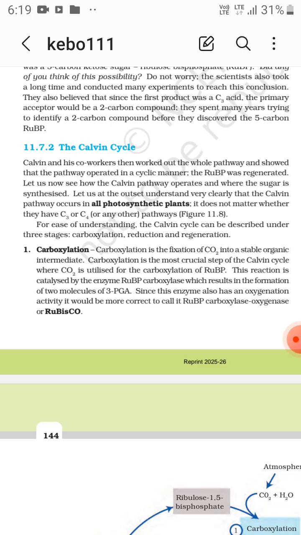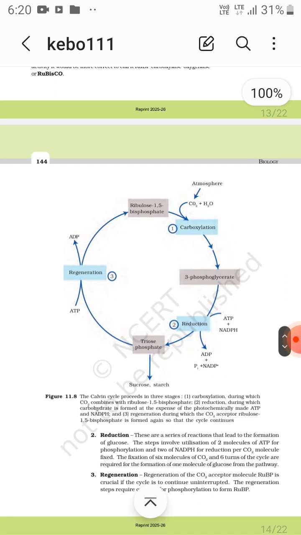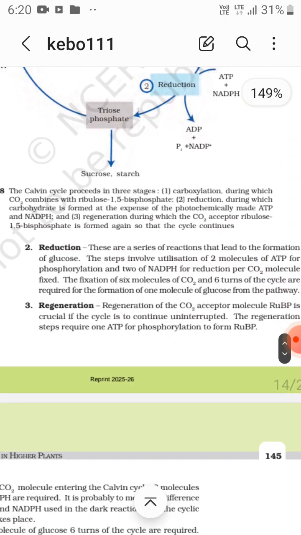This reaction is catalyzed by the enzyme RuBP carboxylase, which results in the formation of 2 molecules of 3-PGA, the 3-phosphoglyceric acid. Since this enzyme also has an oxygenation activity, it would be more correct to call it RuBP carboxylase-oxygenase, or Rubisco. So this is the carboxylation. It is the first step, and the second step is the reduction.